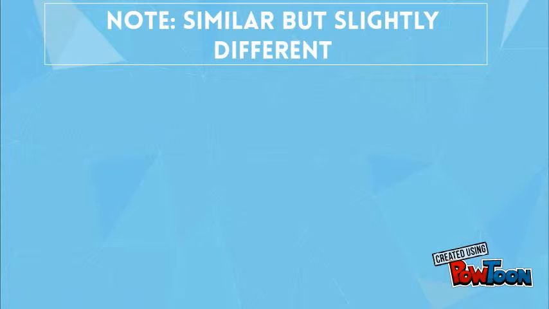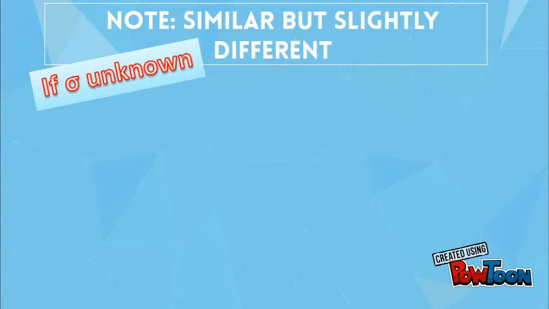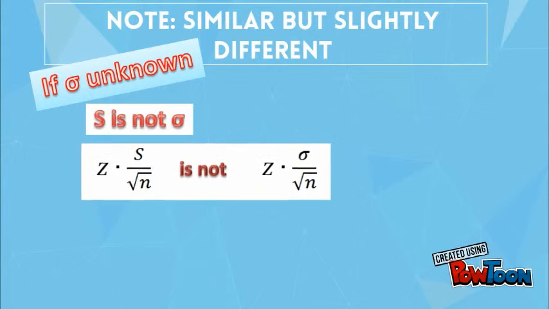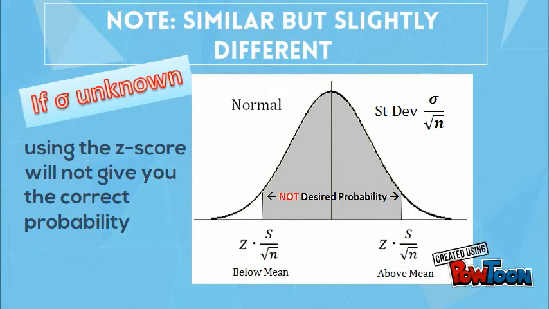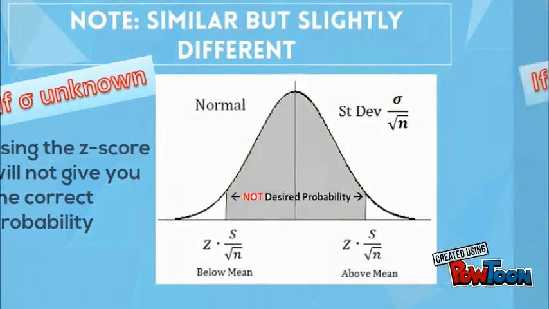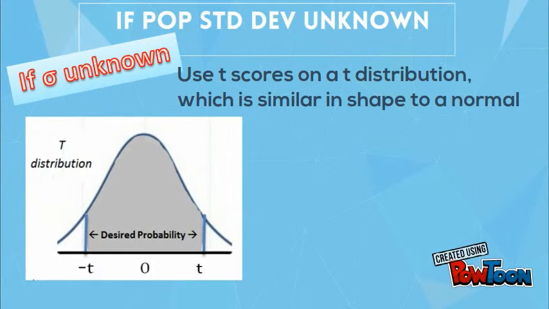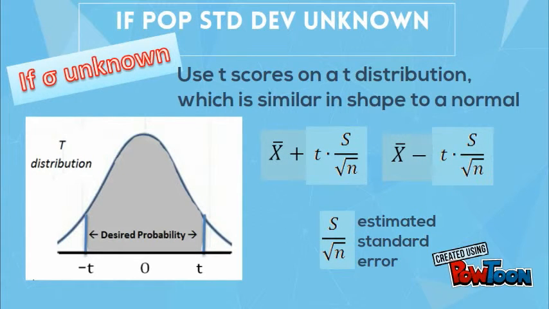Note that the concept is similar but slightly different if sigma is not known. The sample standard deviation s is not exactly equal to the population standard deviation sigma. So adding a z-score, for example 1.96, times s over the square root of n is not the same as adding the z-score times sigma over the square root of n. That is, using the z-score will not give you the correct probability, for example 95%. So instead of z-scores, we use t-scores on a t-distribution, which is similar in shape to a normal, and thus in this case we are adding and subtracting a given number of estimated standard errors to x bar.